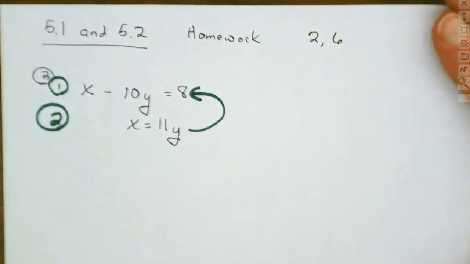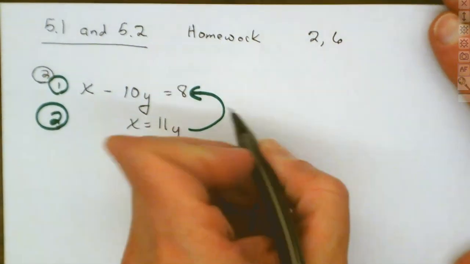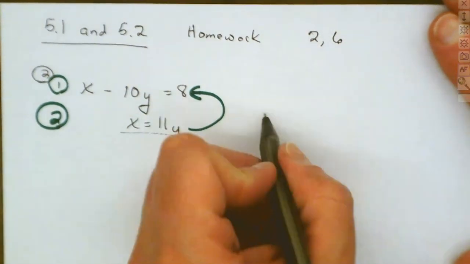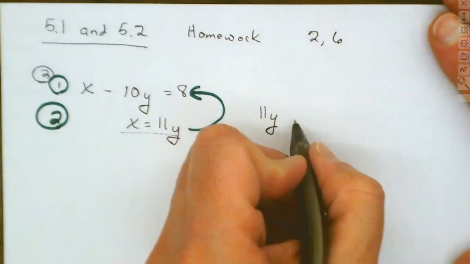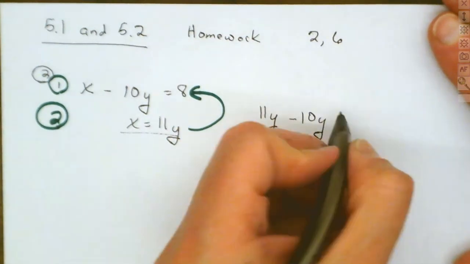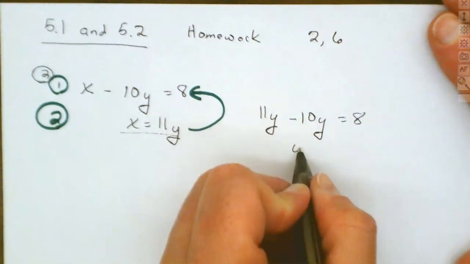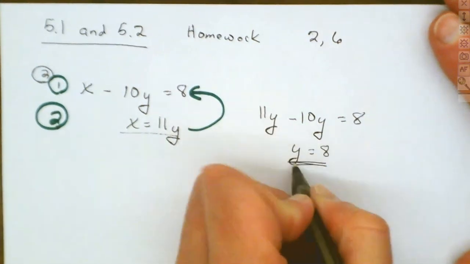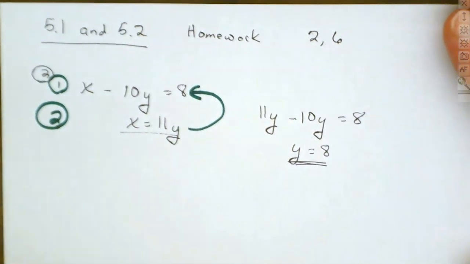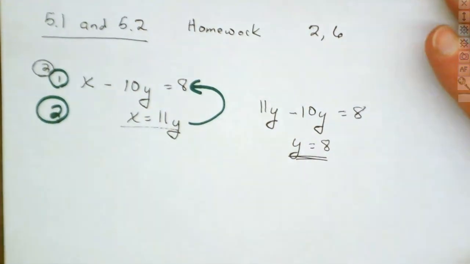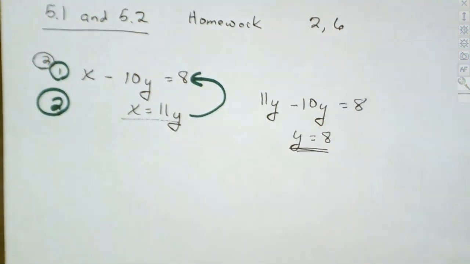So we're going to plug in x, and that's going to give me 11y minus 10y equals 8. So 11 minus 10, that leaves you with a y. So y equals what? 8. Now, that's only half of it. We have to get the other half. How do we get the other half? How do we get the x value?